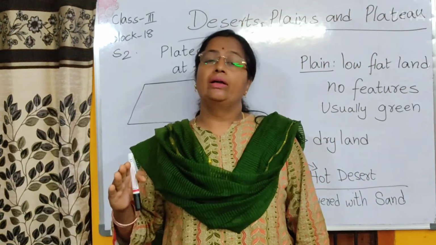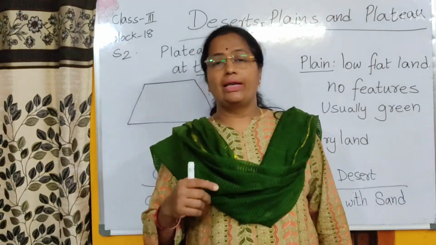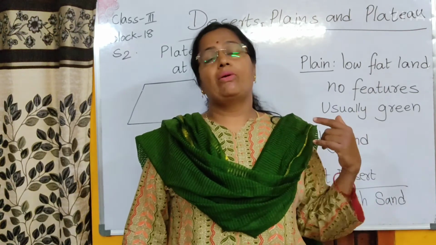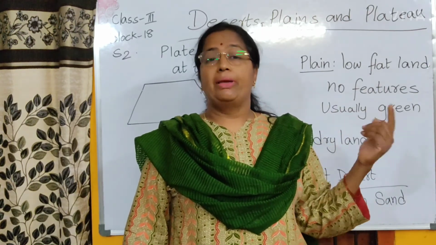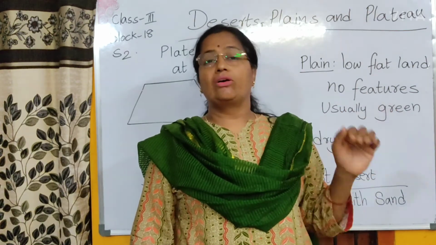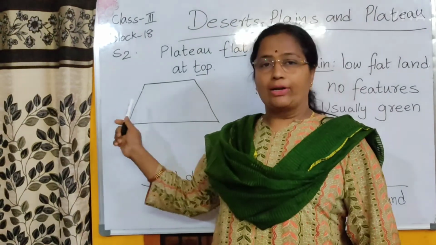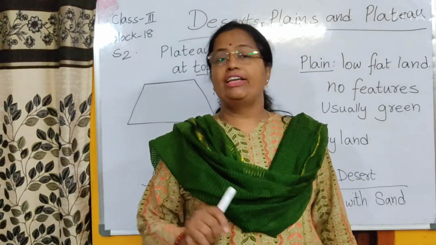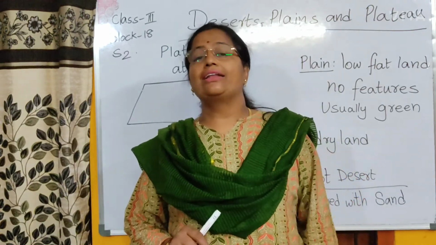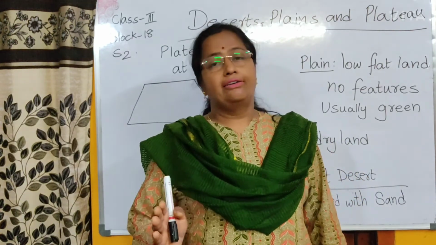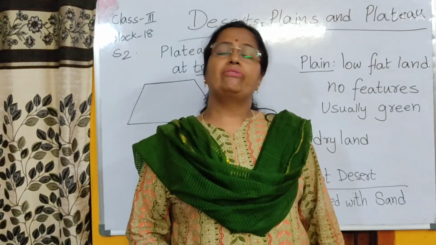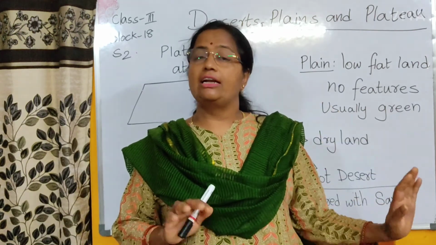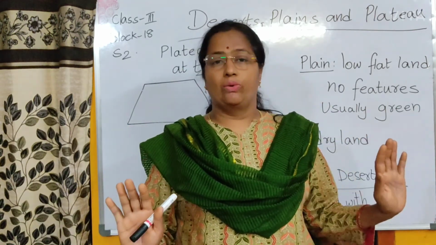So a plateau is a raised land. It is a high land with a flat top. When compared with a mountain, a mountain has a sharp peak. Hills have rounded tops, but a plateau has a flat top. Plains are flat lands. They have no features there. Usually they are green in color. Deserts are dry lands. There are two types of deserts, hot desert and cold desert. Hot desert is covered with sand, whereas cold desert is covered with snow.